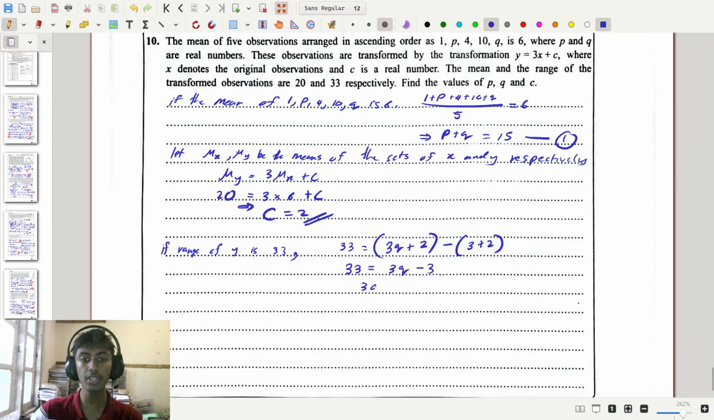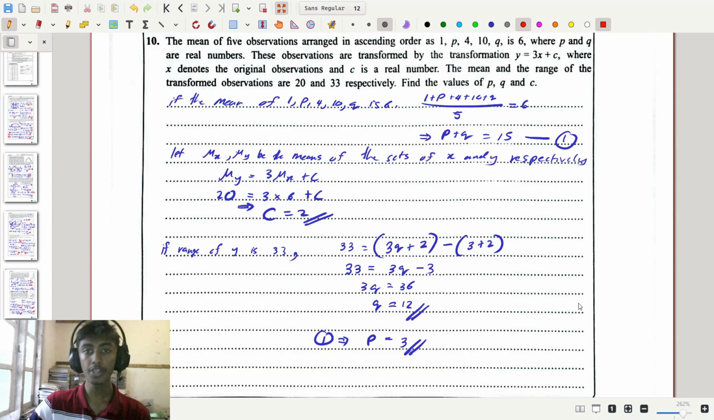So therefore 3q is equal to 36, leading us to q equals 12, and if q equals 12, from equation 1 we can see that p must be equal to 3. And therefore we've solved for p, q and c. And that's going to be the end of the question. So you can see the question is actually quite simple. However, it does not have a common structure unlike most other questions. In this case, we need to use logic and what we know in order to find what we don't know.